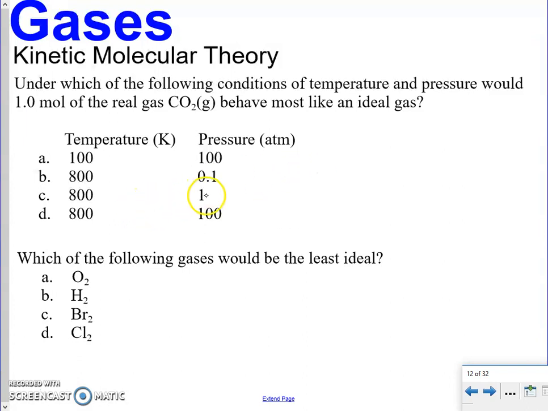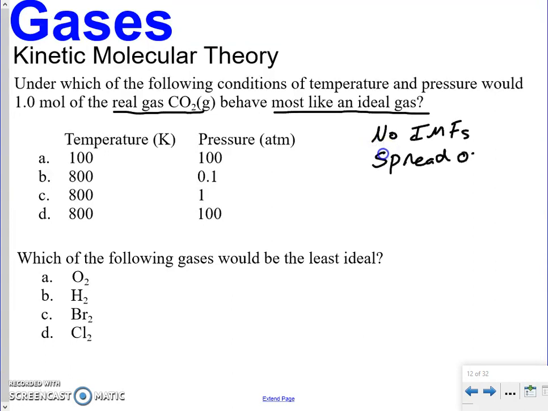Okay, so let's check out this first one. Under which of the following conditions of temperature and pressure would 1 mole of a real gas, carbon dioxide, behave most like an ideal gas? So again, what makes an ideal gas? No IMFs and spread out. And those really are the two main factors that make an ideal gas. So now we have to take into consideration temperature and pressure and figure out which one of these combinations is going to allow the gas to be very, very spread out and therefore have no IMF interaction, or very few IMFs, because again, think Coulomb's law.